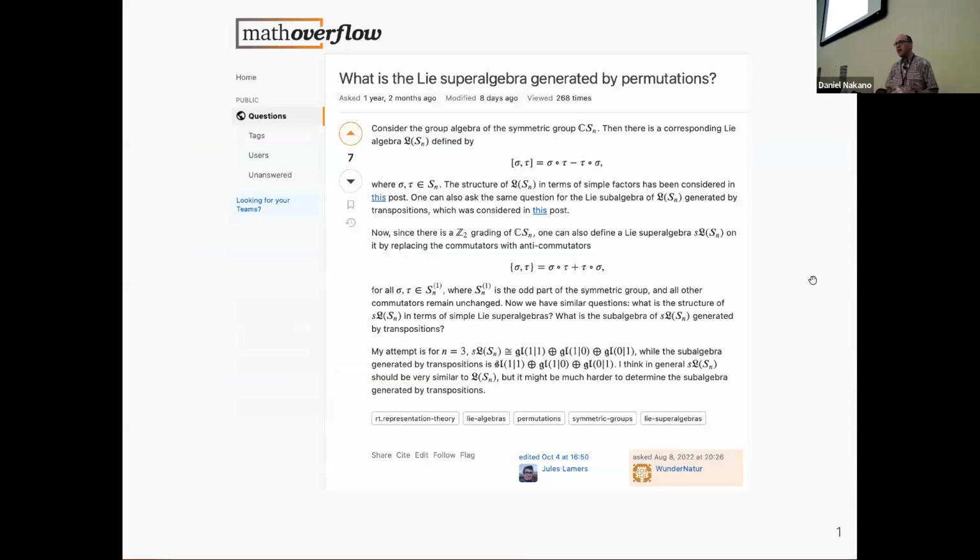But it's based on a MathOverflow question from 2022. So if you get bored during the talk, looking for something to do, feel free to go look this question up and upvote the question and the answer.